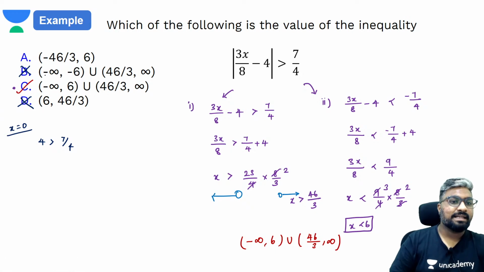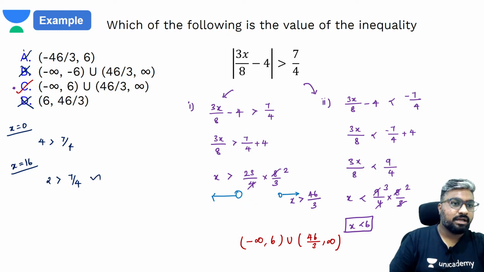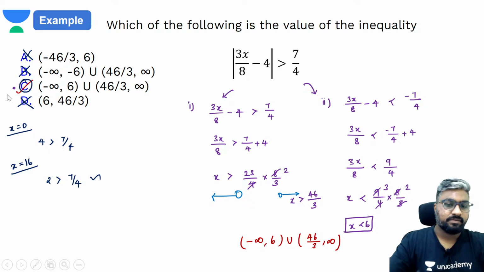What will be my next attempt? Go for any value greater than 46 by 3. Yes. 46 by 3 is 15.33, तो मैं 16 ले लूंगा. If x is equal to 16, then what will we get? This is 6 minus 4, 2. 2 is greater than 7 by 4. Is it true? Yes, it is. That means this will not satisfy. x equal to 16 इसमें नहीं है. Only thing that will satisfy is option C.